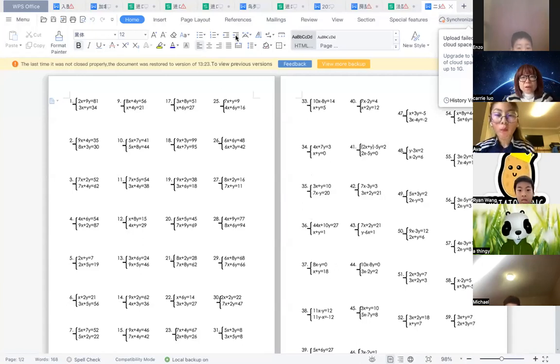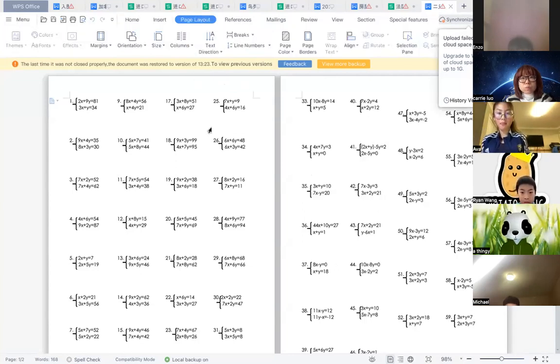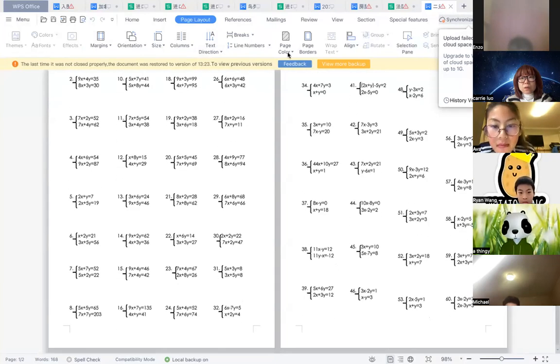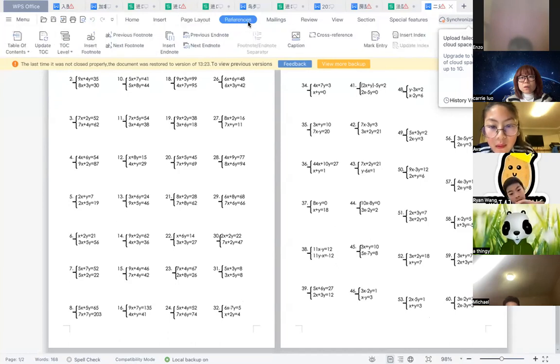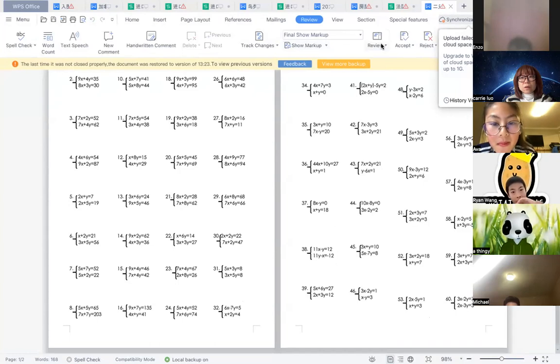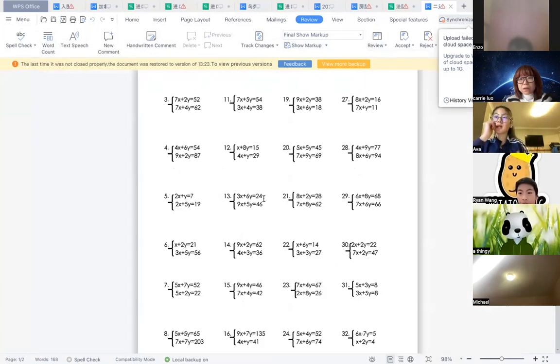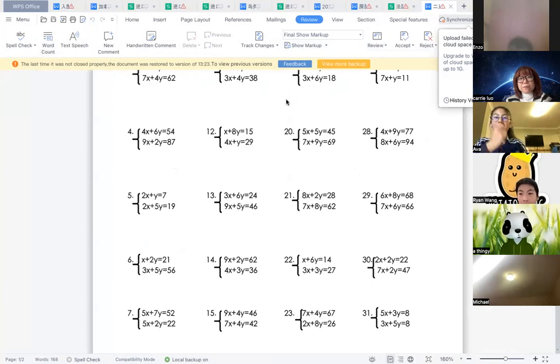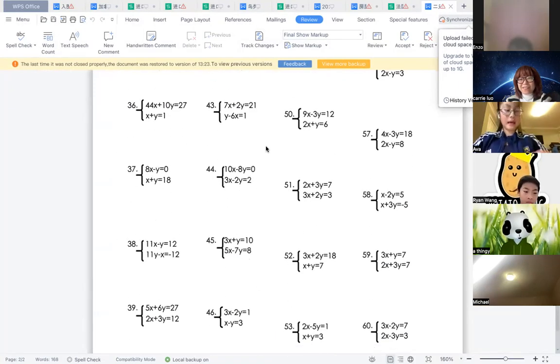So let me just, how to make them bigger. Page layout, page. Review, OK. 我想把它变成只有一页的，like zoom in? Yeah. One page. Let me. Thank you. Thank you, Ryan.